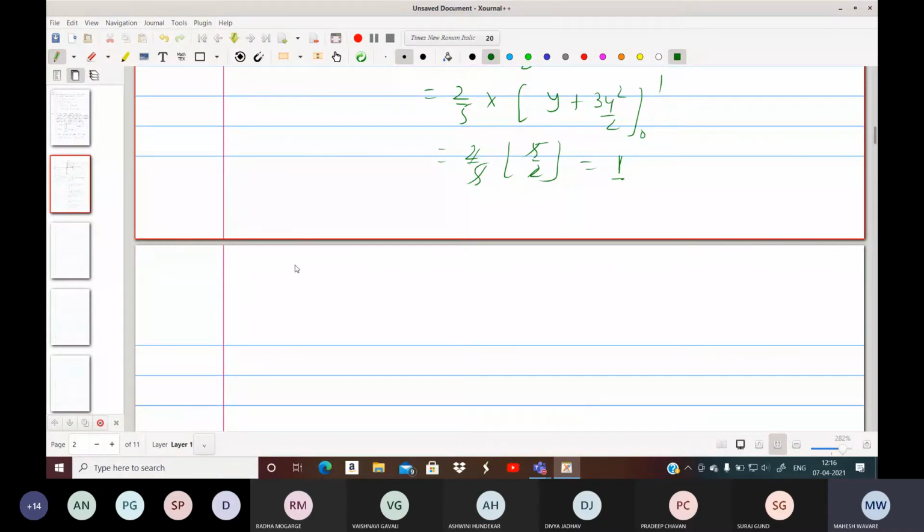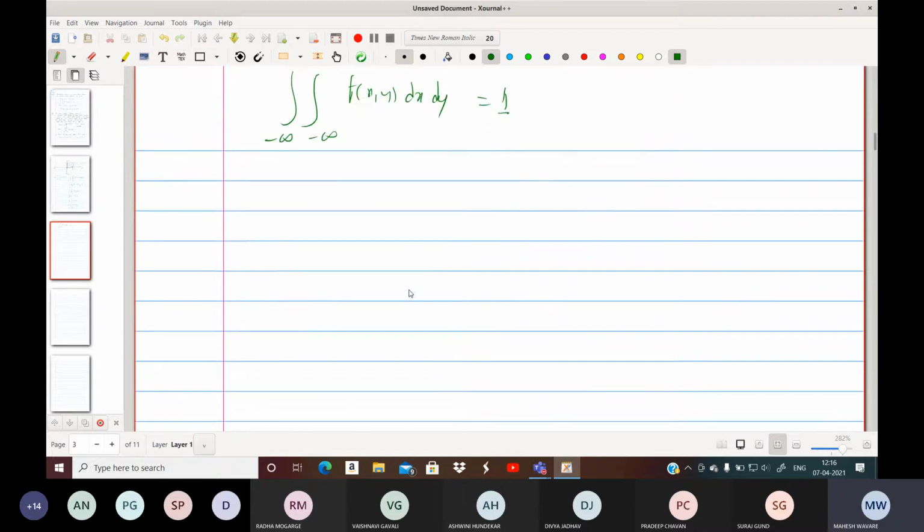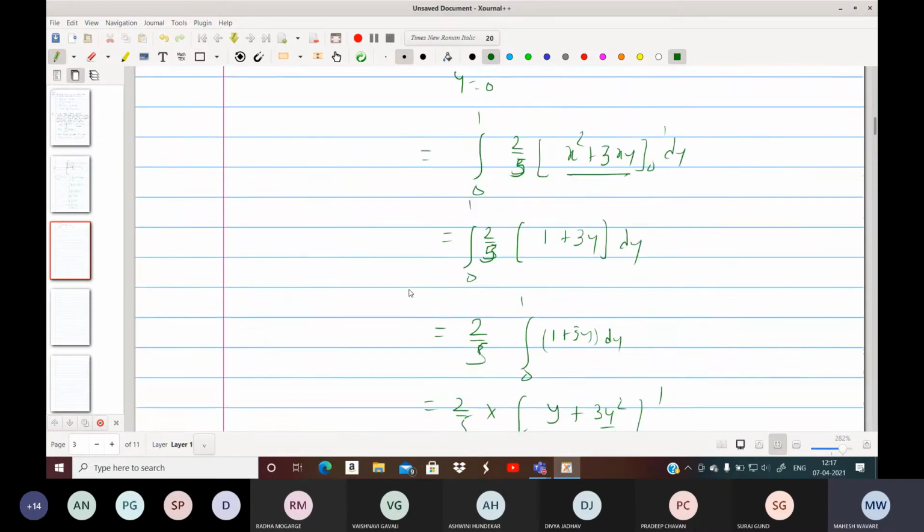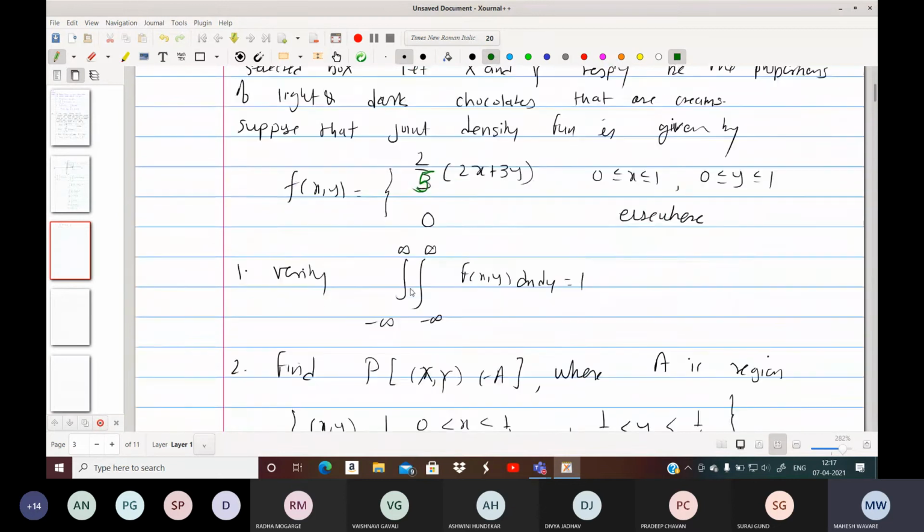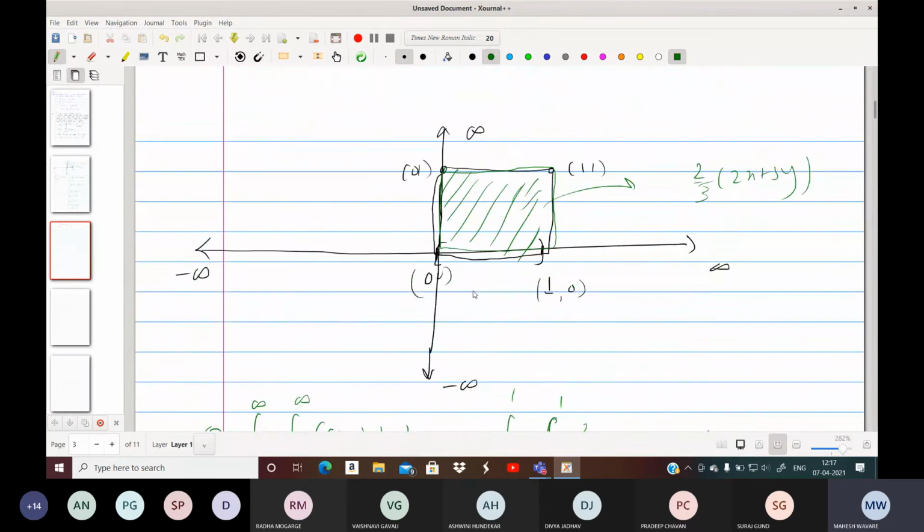So the double integration over the x range and y range of the given density function is 1. That second condition you need to verify. Now next, your region is what we have to find the integration over. You have to integrate that function with respect to what region.